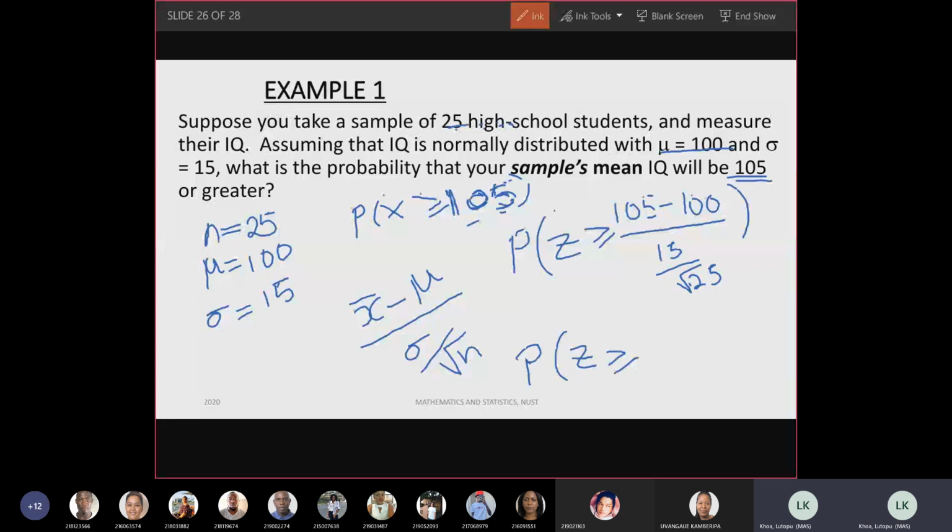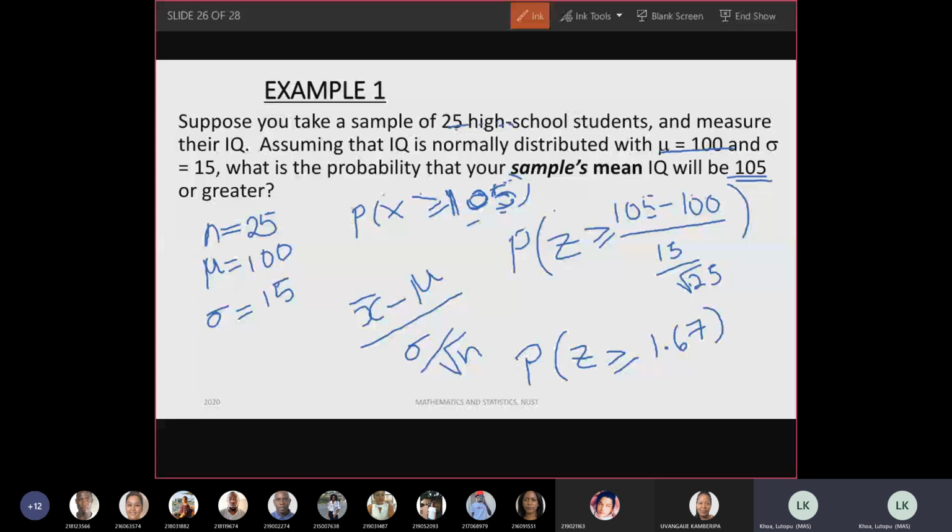You will get 1.6666, and it continues like that. Now your normal table reads up to 2 decimal places, so here you round it off to 2 decimal places like that. So we're looking for the probability that z is greater than or equal to 1.67. So let us continue.